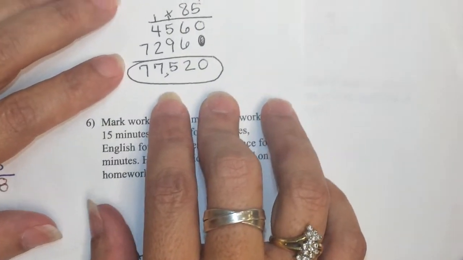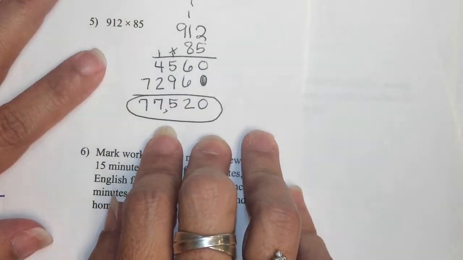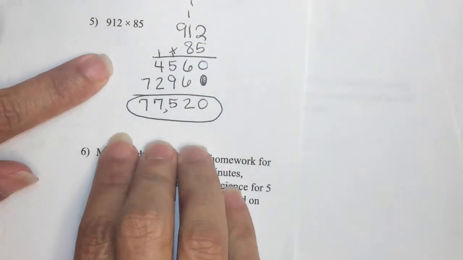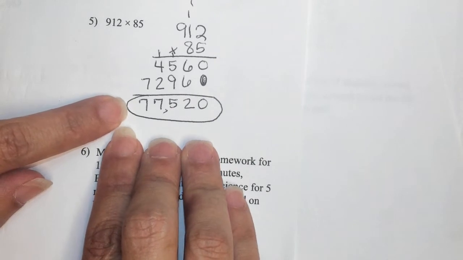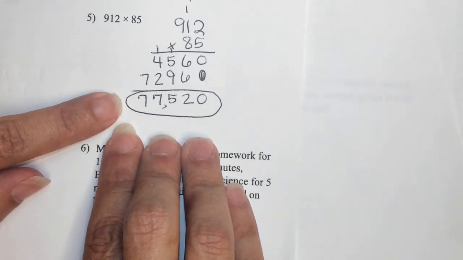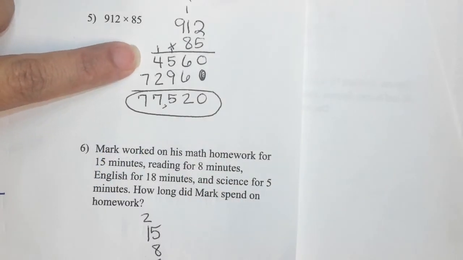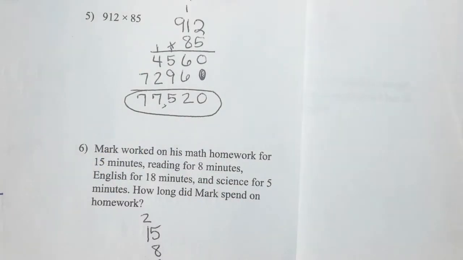Okay. Number 5. This is where our 2-digit multiplying started. We multiplied times 85. So, the final answer is down here, 77,520. If anybody missed it, check it by row, okay? You check it by row, which means in multiplying, if you got the answer wrong, check this row first.